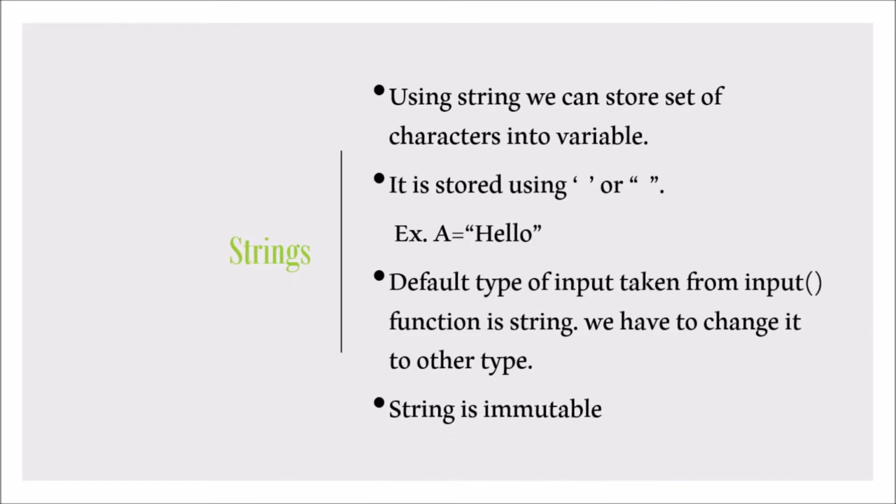Then, a string is immutable. The Python string is immutable. It means you cannot change any letter in the string. If you have hello, you cannot change O to some other letter, or L to some other letter. So a string is immutable. Now see, from the string we can access a single letter.